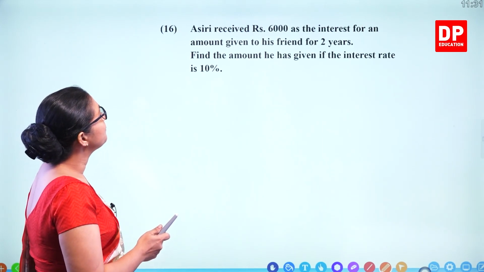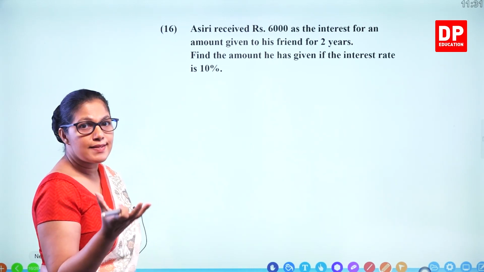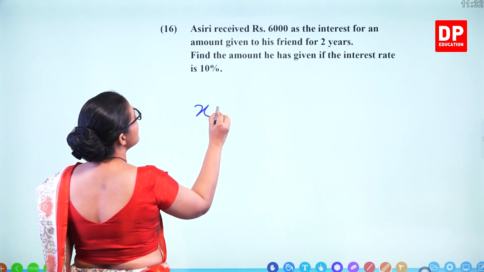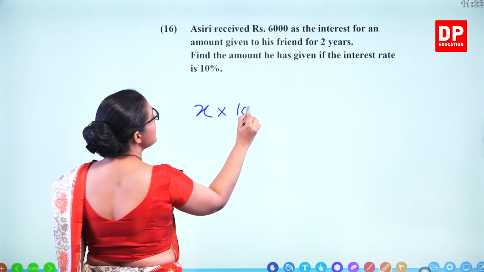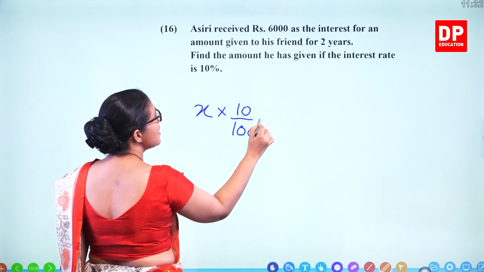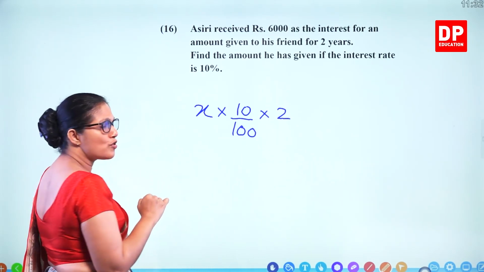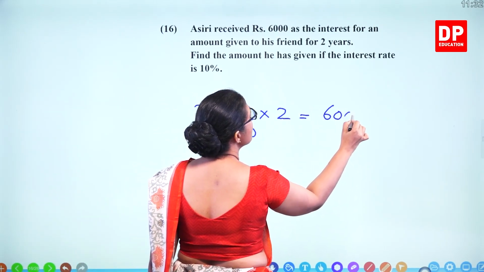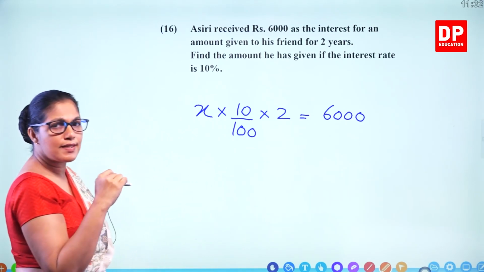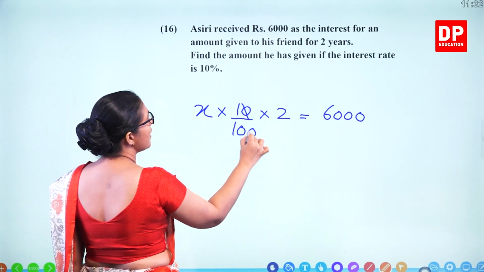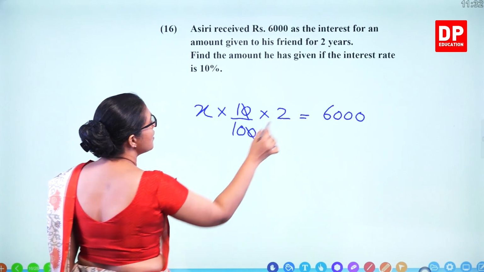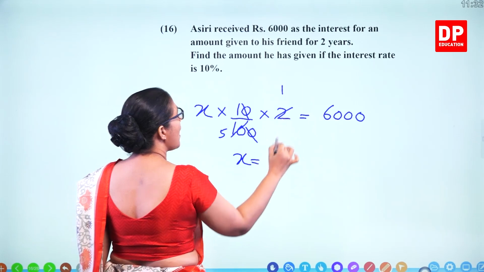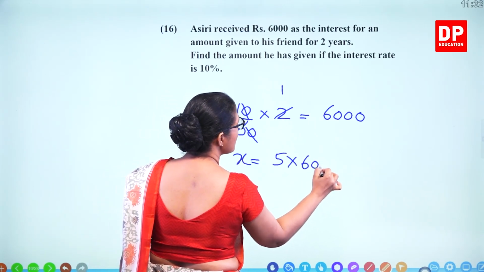So, if x is the amount he has given to his friend, how do you calculate the interest? From x, 10% value is the interest. This is for 2 years, so you multiply by 2. That interest value is given as 6,000, so you can equate to 6,000. This 0 gets cancelled out. 2 times 1, 2 times 5. So, x becomes 5 times 6,000.